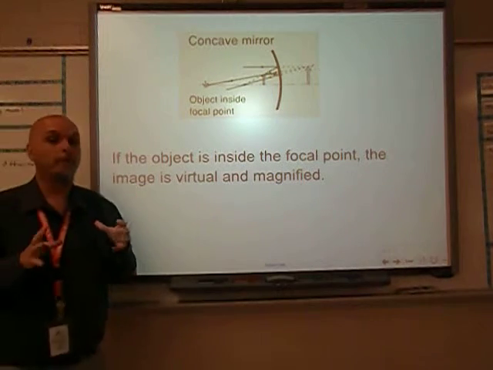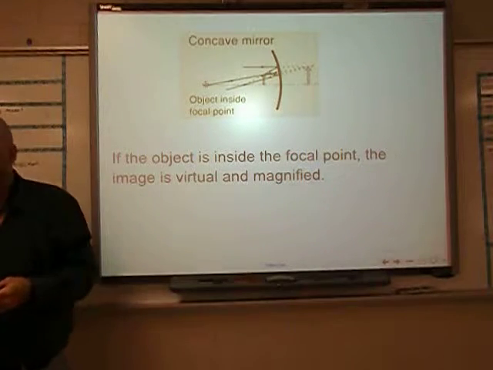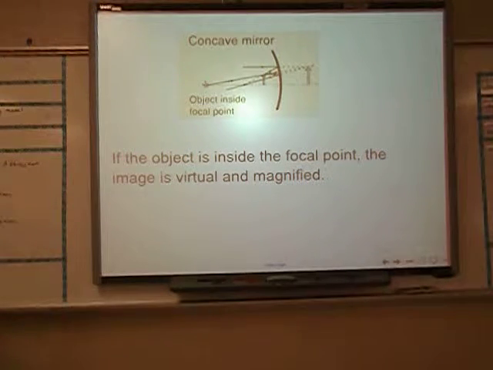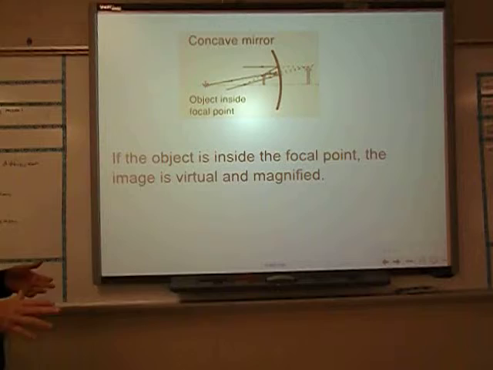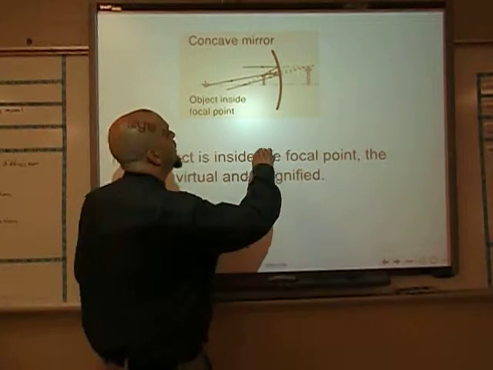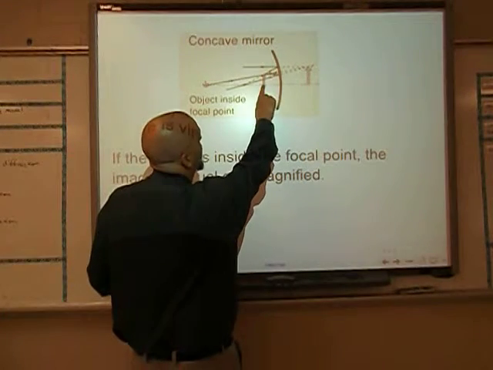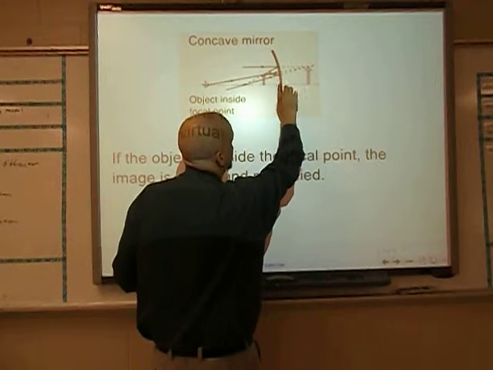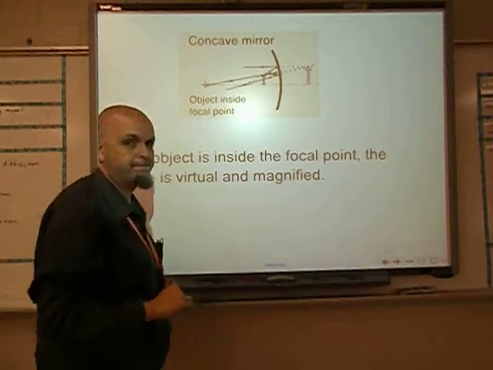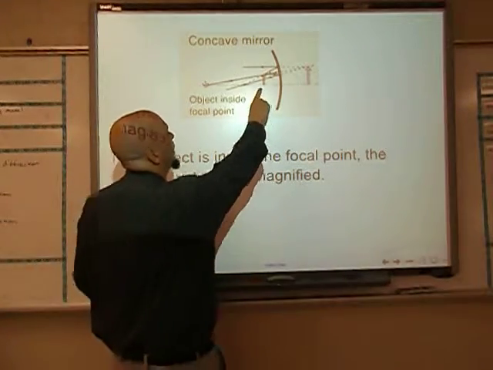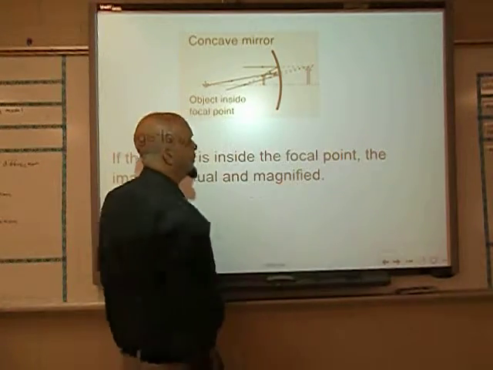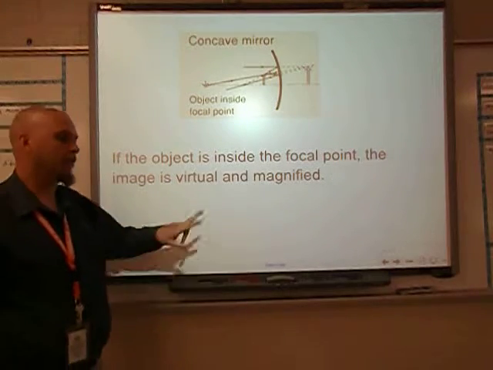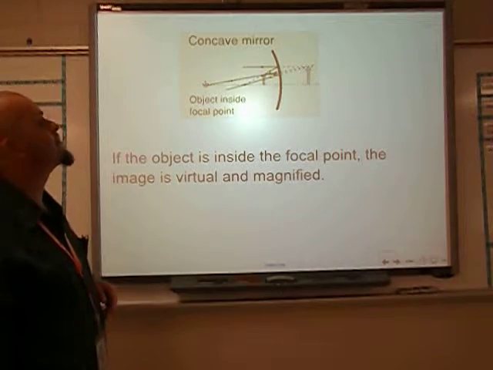So again, you've got to remember all the things that virtual means. Virtual means behind the mirror. It means upright. It is flipped left to right. You cannot project it on a piece of paper. That's why it's called virtual. And we see all that here. Here's my object. It's an arrow pointing up. There is my image. My image is behind the mirror. It's upright. This arrow points up. That arrow points up. What the illustration cannot show us is the flipping from left to right.